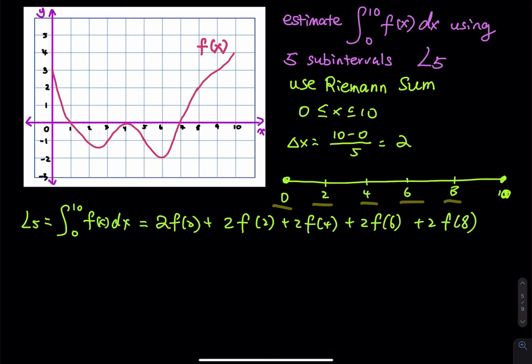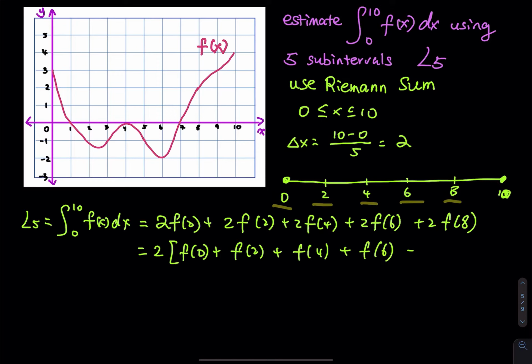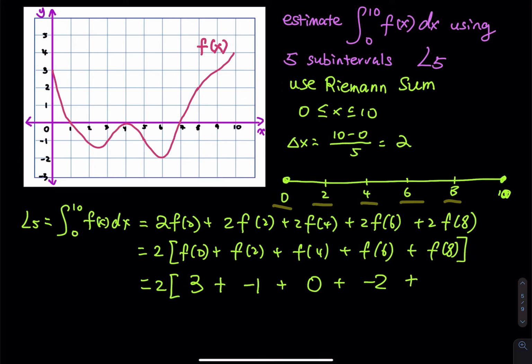To get the value, you can just eyeball the value, right? Let's do the factored form: delta x times f of 0 plus f of 2, plus f of 4, plus f of 6, plus f of 8. You can eyeball the values. When x is equal to 0, y is equal to 3. When x is equal to 2, y is equal to negative 1. When x is equal to 4, y is equal to 0. When x is equal to 6, y is equal to negative 2. When x is equal to 8, y is equal to 2.